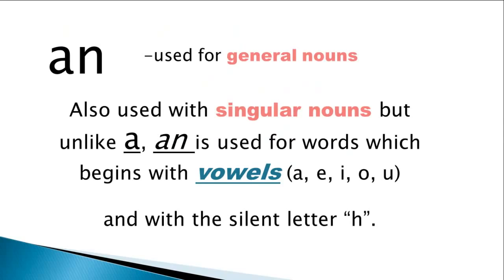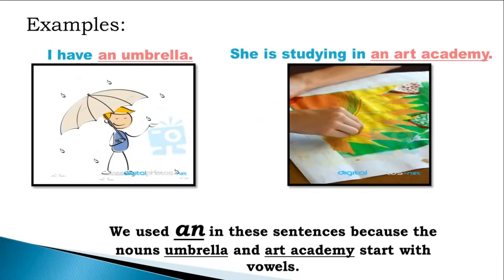The second one is an. An is used for general nouns. It is also used with singular nouns, but unlike a, an is used for words which begin with vowels. These are a, e, i, o, u, and with the silent letter h. Examples: I have an umbrella, and she is studying in an art academy. We used an in these sentences because the nouns umbrella and art academy start with vowels.